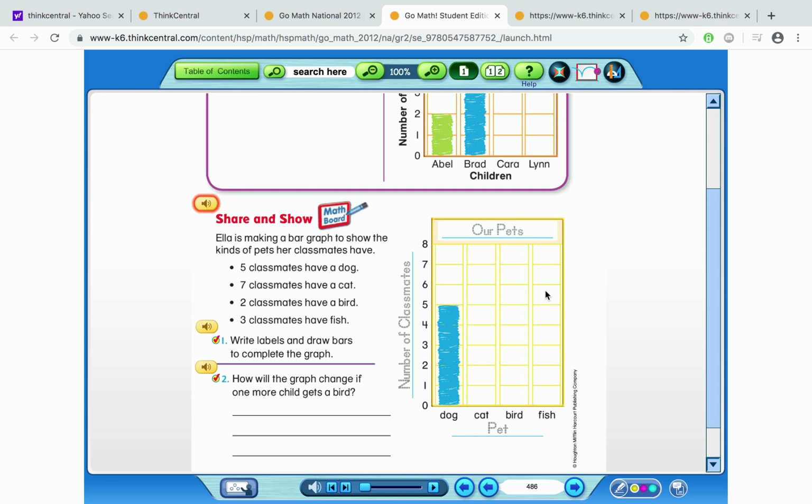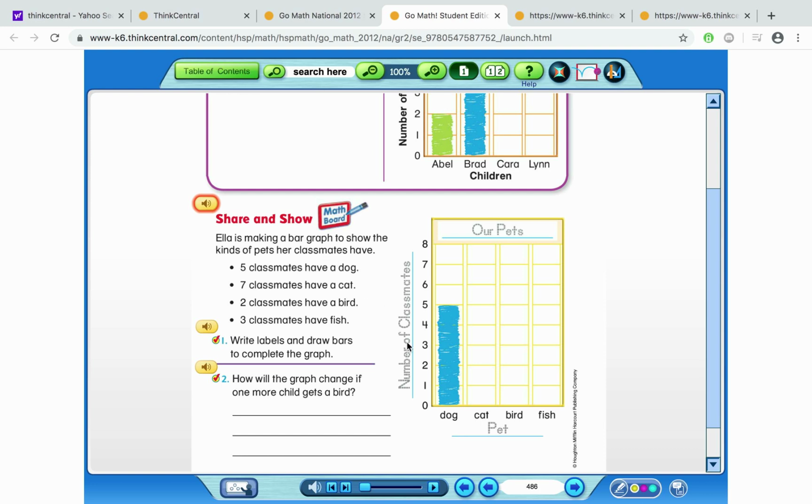One of the more difficult parts of this lesson is creating the titles and the labels. Okay, the title is what all this information is about. It's the topic of the graph, and this is all about pets. So our pets or just pets would work as well. The labels is what's going on this side and what's going on over here. So these are all numbers, and these are the number of classmates who were surveyed. And I know that because I see it says classmates right here.